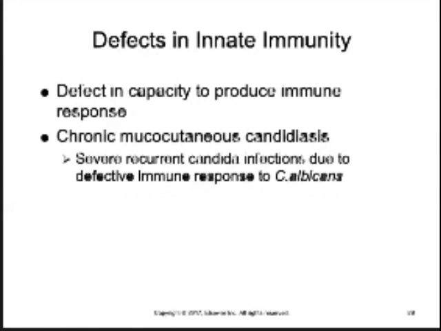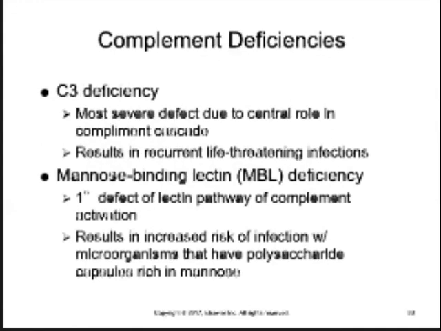Defects in innate immunity, okay, our granulocyte activity and our inflammatory response, include things like chronic mucocutaneous candidiasis. That's a manifestation of this condition: recurrent candida infections due to defective immune responses to candida, okay? So you would see things like thrush, all right?